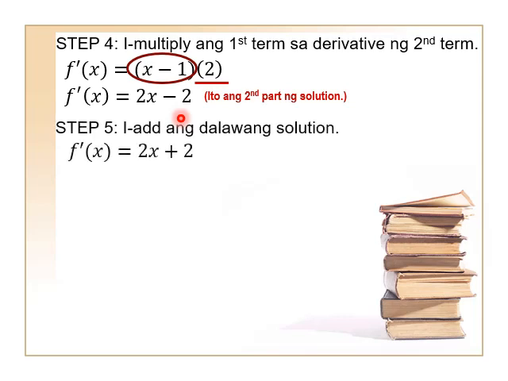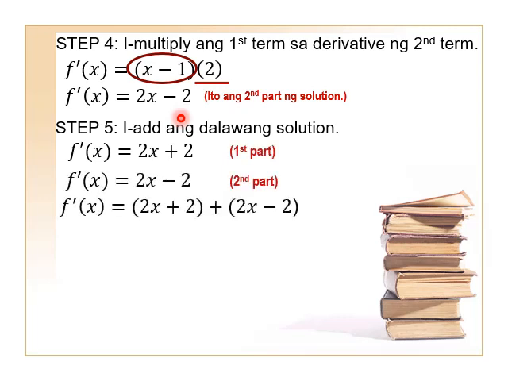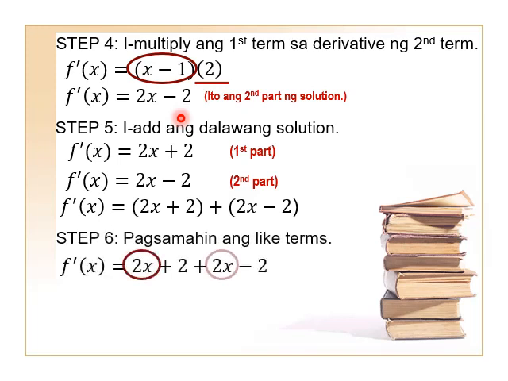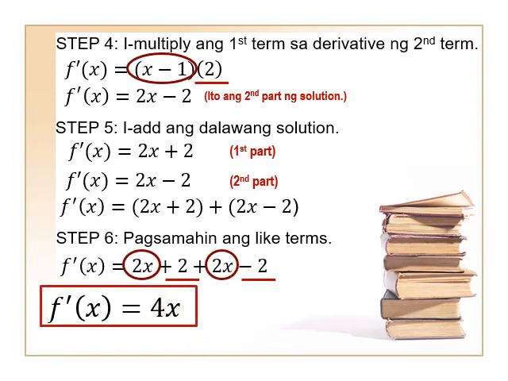Next step, i-add natin yung dalawang solution. So, yung first part is 2x plus 2, and then yung second part is 2x minus 2. So, when we combine them, pwede na natin pagsamahin yung like terms natin. So, ang like terms dito is ito, yung dalawang 2x at saka ito. Actually, kung mapapansin nyo, itong 2 dito, makakancel sila parehas. Okay? So, therefore, the final answer is f prime of x is 4x.